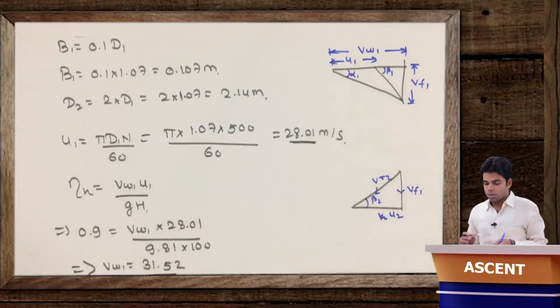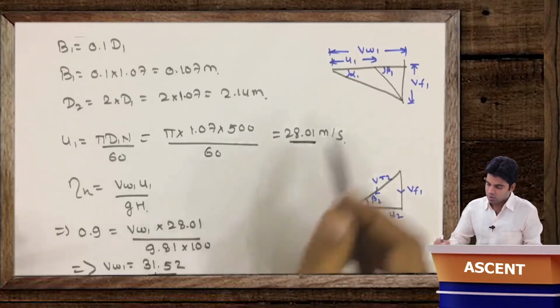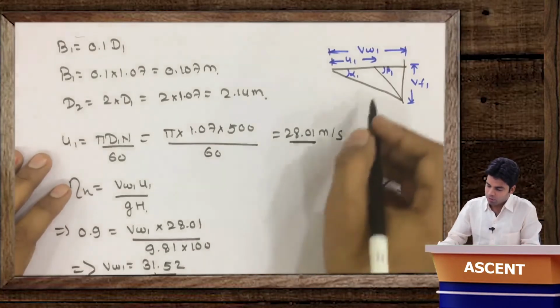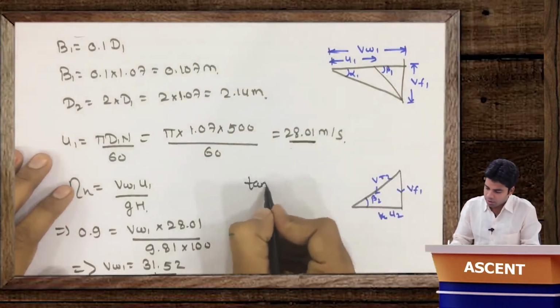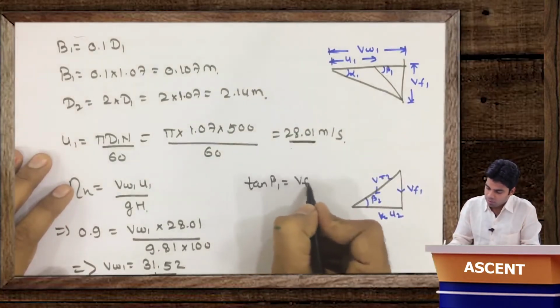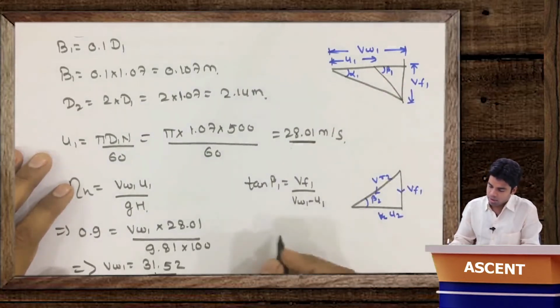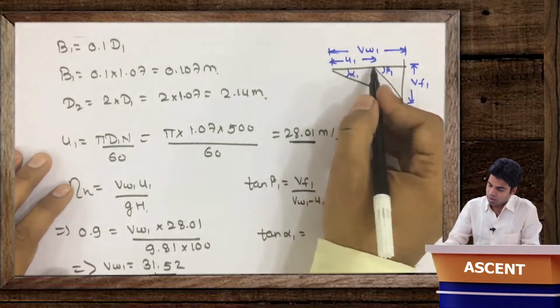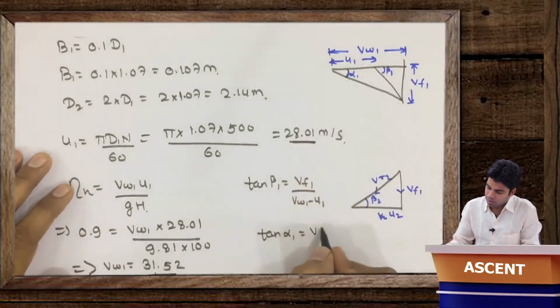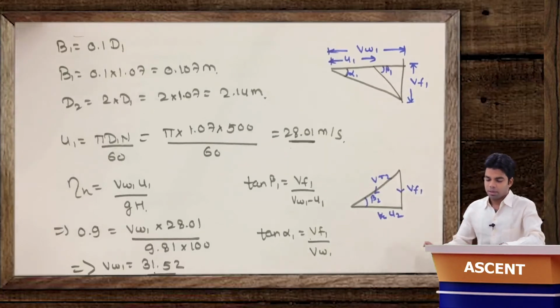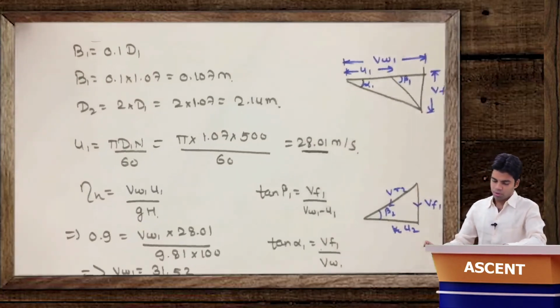Getting this? Since U1 was less than VW1, we get the inlet velocity triangle like this. Now if you want to determine further the value of beta 1, tan of beta 1 will be equal to VF1 divided by VW1 minus U1. That's it. Tan of alpha 1 will be equal to VF1 divided by VW1. From here you can easily determine the value of alpha 1 and beta 1. Getting this or not? Okay, one more question we will solve.